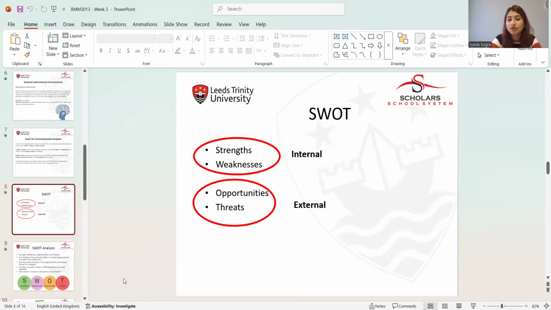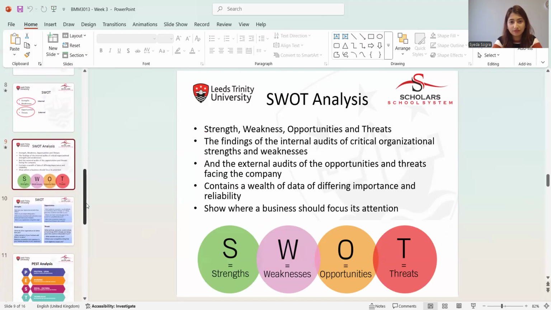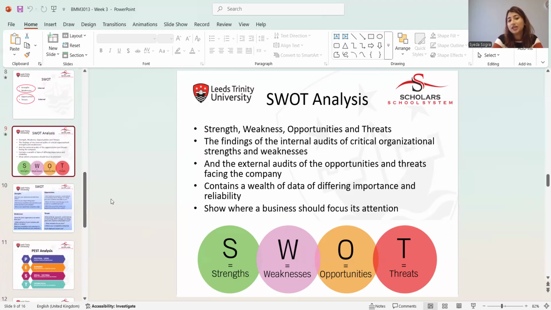SWOT consists of strengths, weaknesses, opportunities, and threats. Out of these, strengths and weaknesses are the internal factors, and opportunities and threats are the external factors. From here, we can see the findings of the internal audits of the critical organizational strengths and weaknesses, and also the external audits of the opportunities and threats facing the company. This contains a wealth of data of differing importance and reliability, and it shows where a business should focus its attention.